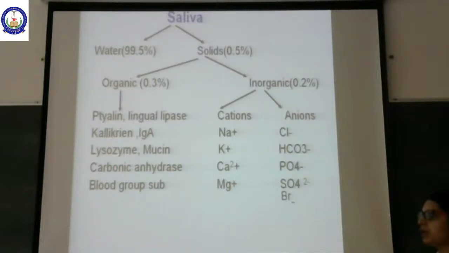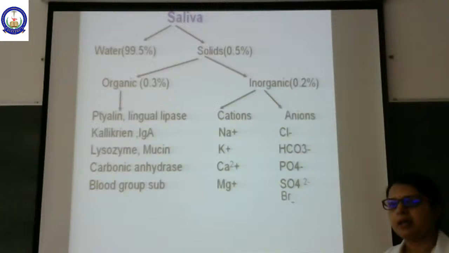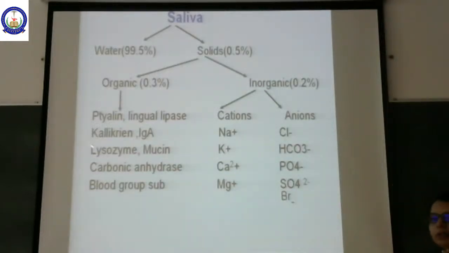Carbonic anhydrase is again one more important enzyme which is present there, which helps in the formation of carbonic acid, H2CO3, which dissociates into H plus and HCO3 minus. So this contributes bicarbonate to the salivary juice, making it more alkaline. And the blood group substances are also present in salivary juice.